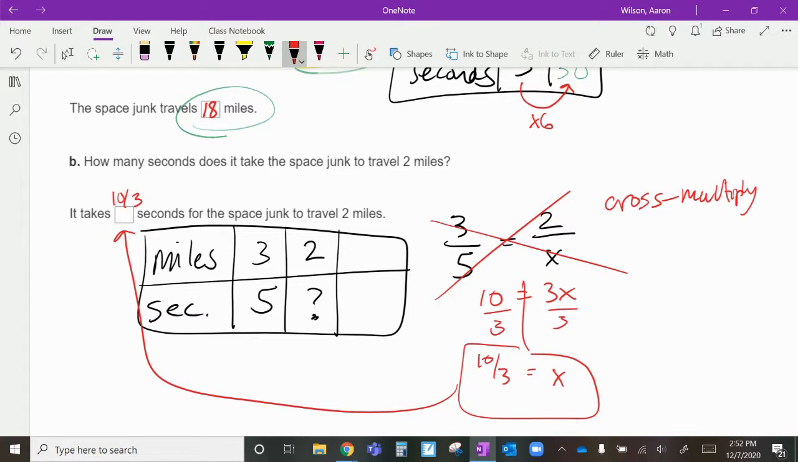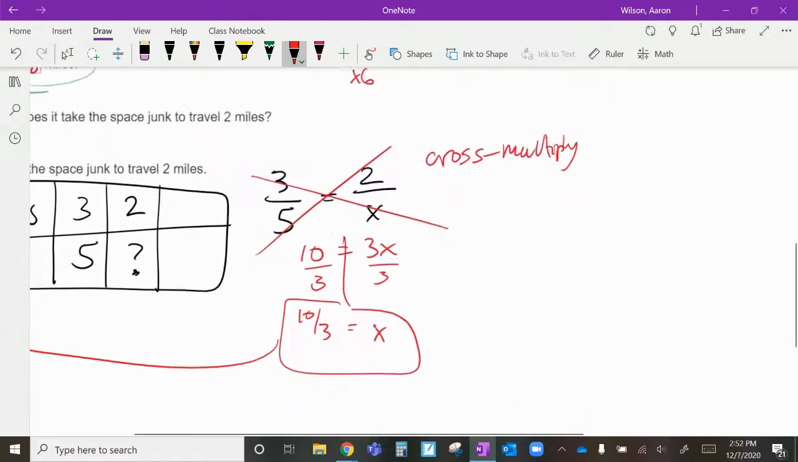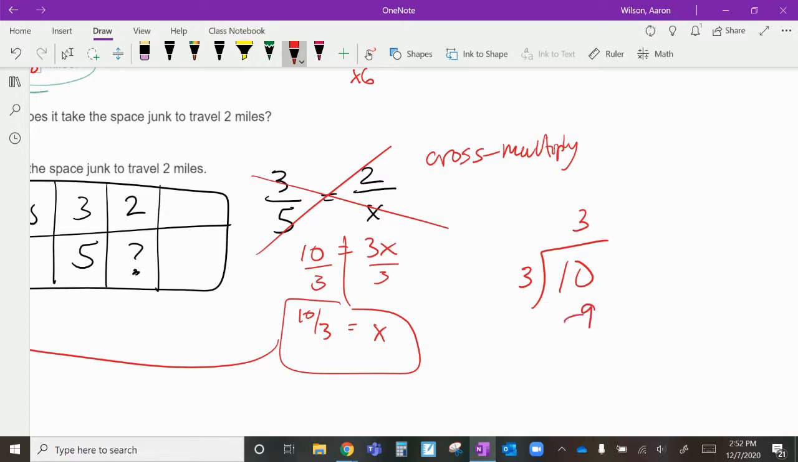So what goes inside this box is it would take 10/3 seconds. And that does sound kind of weird because it's an improper fraction. So keep in mind, 10/3 is a division problem. 10 is inside the box divided by the 3. So 3 goes into 10 3 times. 3 times 3 is 9 with 1 left over.